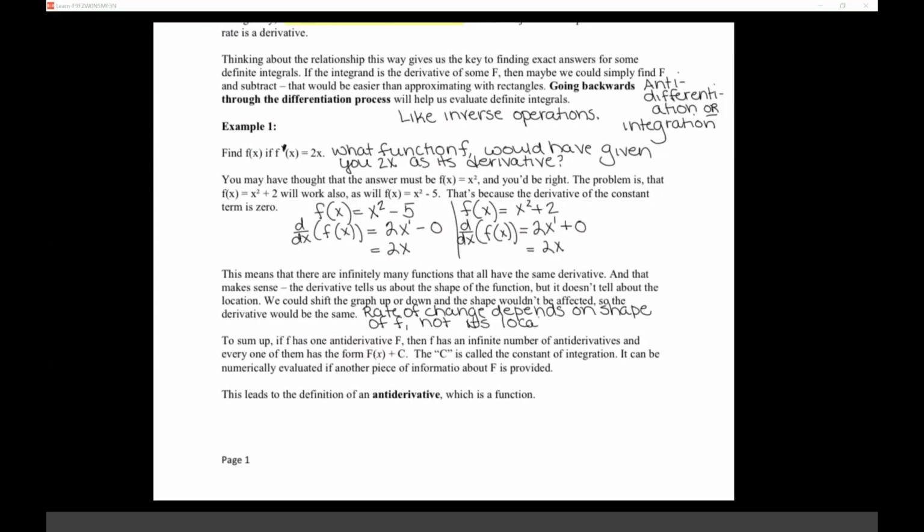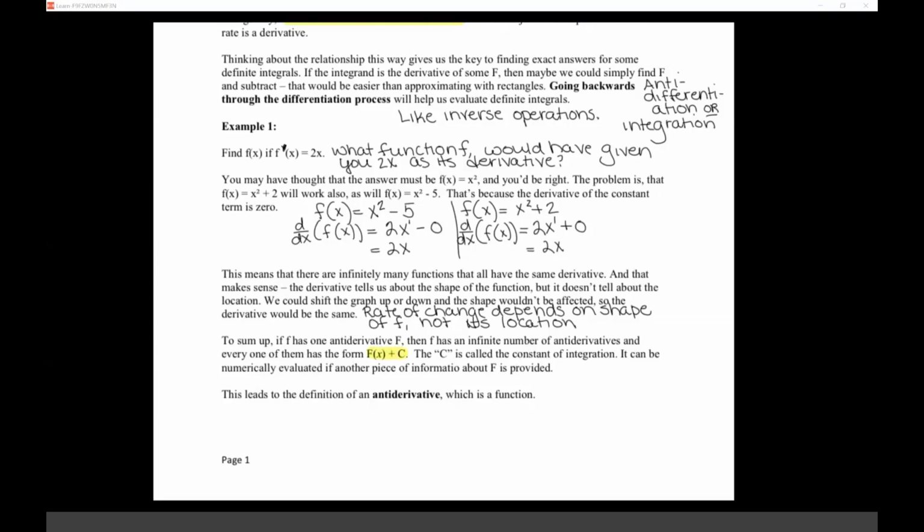You can take a quadratic like x squared and move it all over the coordinate plane, and its derivatives would still be the same, because you haven't changed how steep it is or how flat it is by moving it, by translating it. All you're changing is its location. So if f has an antiderivative, capital F, there are an infinite number of them, and they only differ by a constant. We call that the constant of integration.